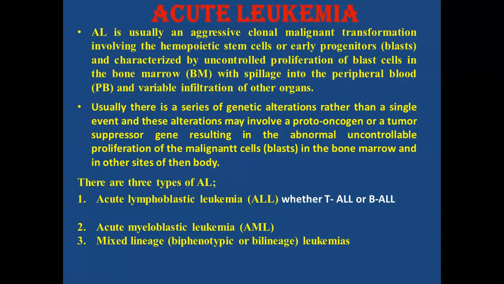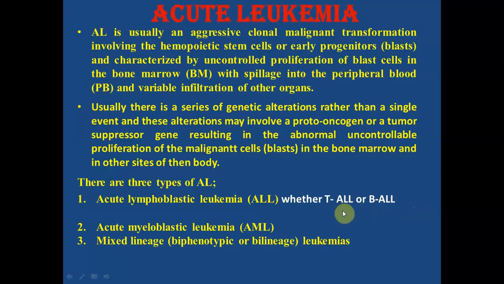Regarding the types of acute leukemia, we have two major types. The most important is acute lymphoblastic leukemia. From its name, lymphoblastic means the malignancy or tumor involving the lymphoid series. And this is also divided either into T acute lymphoblastic leukemia or B lymphoblastic leukemia.